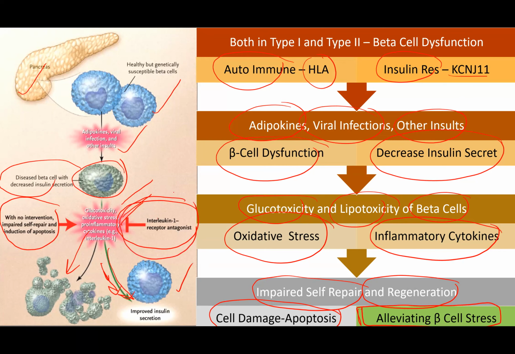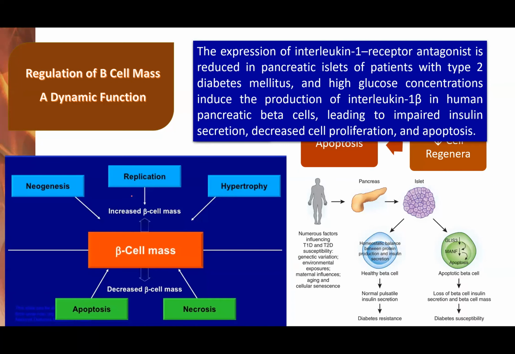Now we have interleukin 1 receptor antagonist, which is anakinra, which we'll see in the next slide, to tackle the glucolipotoxicity. Regulation of beta cell mass, a dynamic function, which we know: neogenesis, replication, hypertrophy, increased beta cell mass, decreased beta cell mass, apoptosis, necrosis. This is the end result.